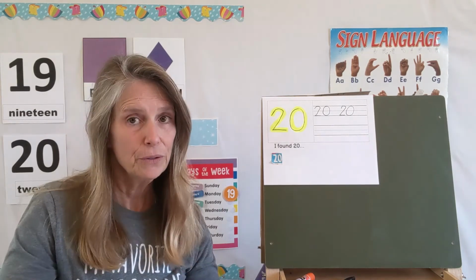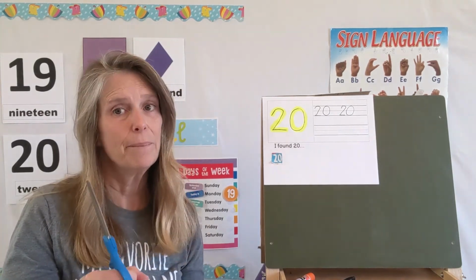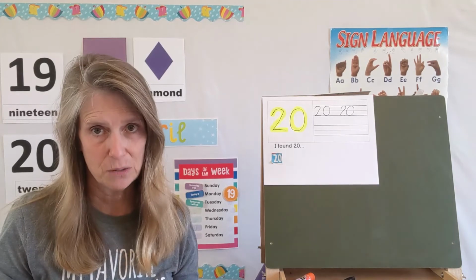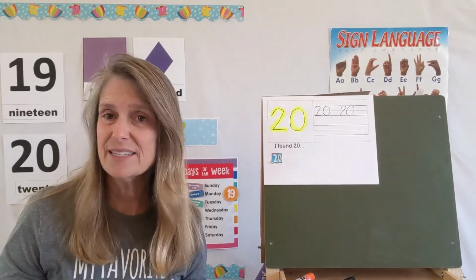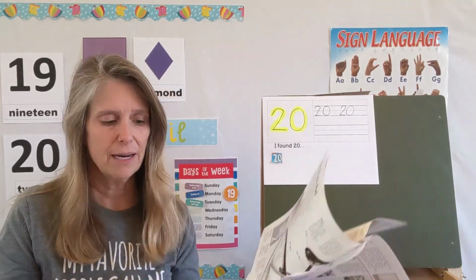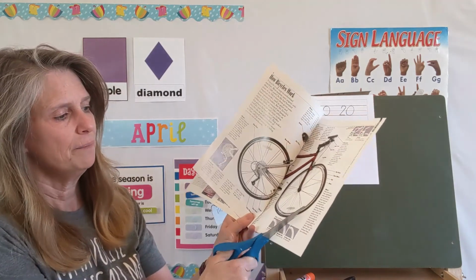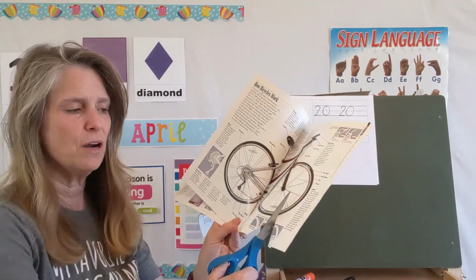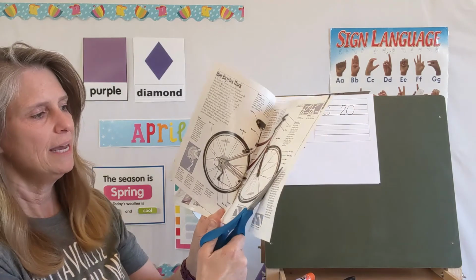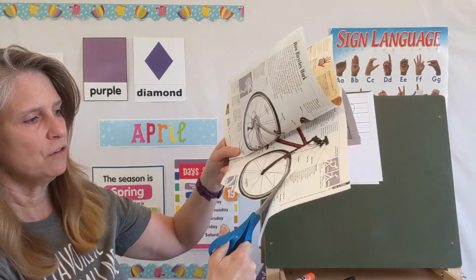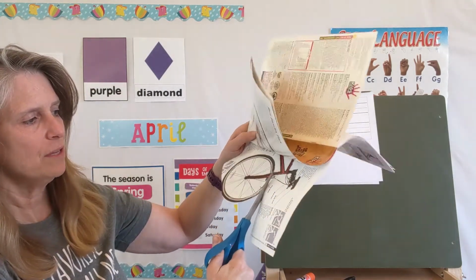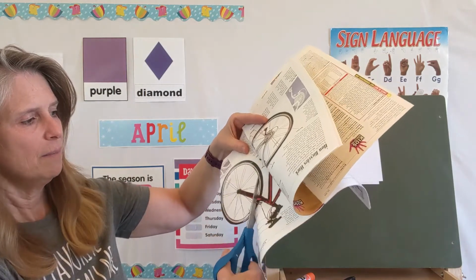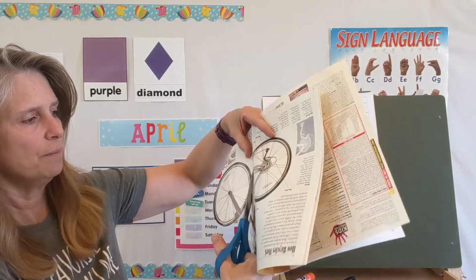Now you guys, before you cut anything out of a magazine or anywhere, make sure you ask your grown-up that it's okay to cut it out of there. This is my magazine and I know it's okay with me, so I'm going to go ahead and cut. So I'm going to go around, and instead of turning my scissor arm, I'm going to turn my steering wheel arm, and it's going to help me. See how it turns? It helps me go around this circle that I'm cutting out. The bicycle wheel is in the shape of a circle.